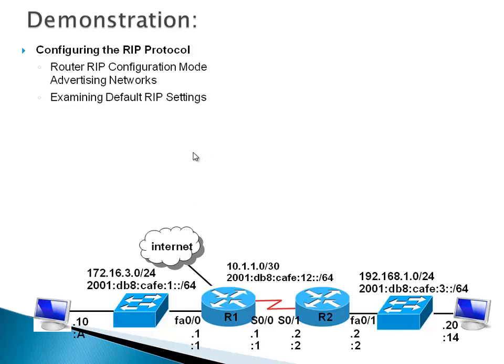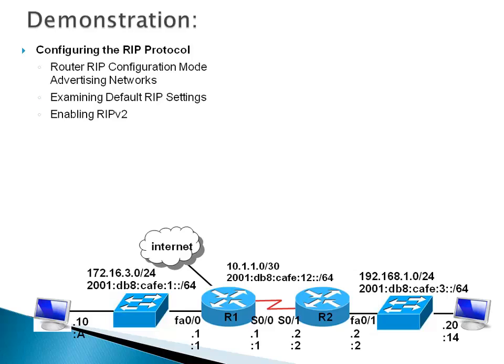The next thing we're going to do is examine the default RIP settings, which we did. We saw the timers, we saw what interfaces, what networks we're routing from, what interfaces we are sending updates, which kind of protocol we are receiving updates.